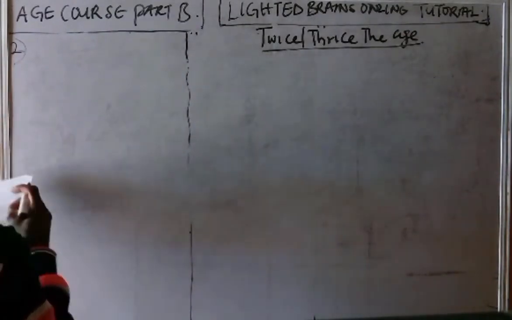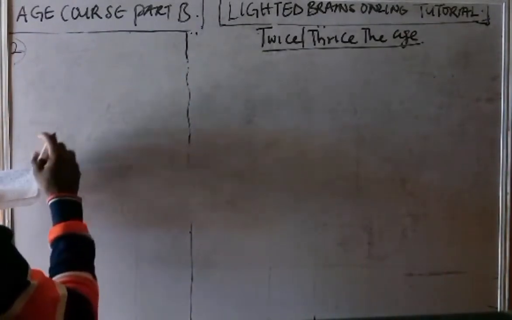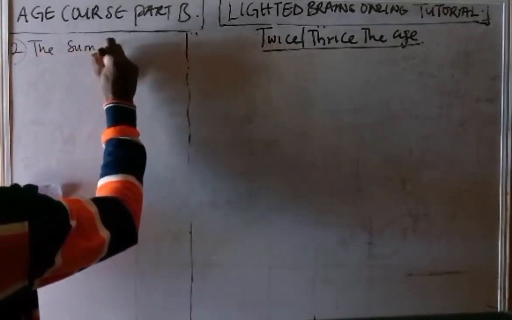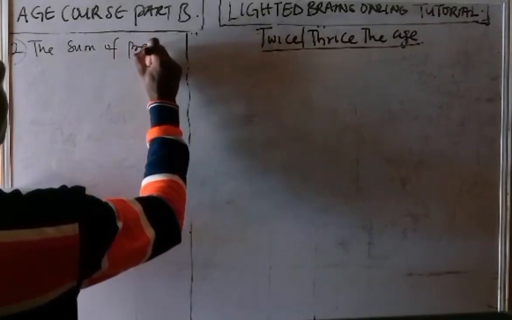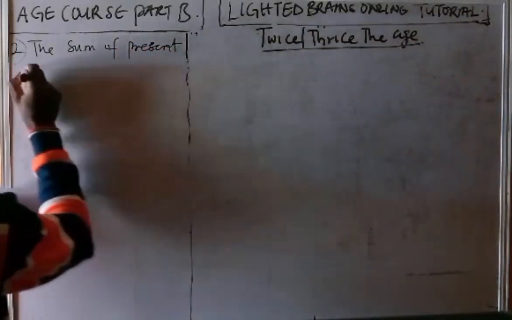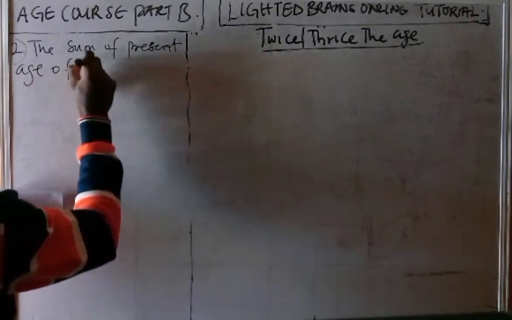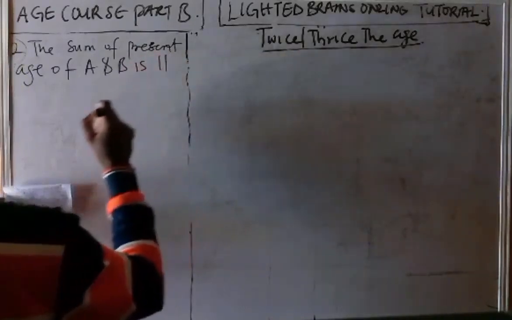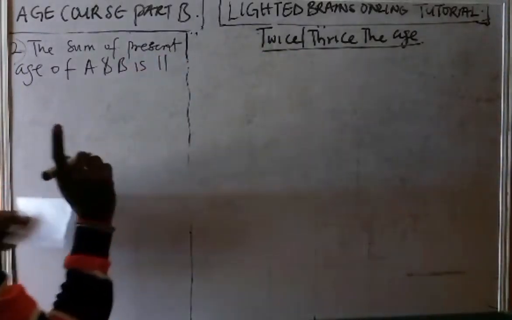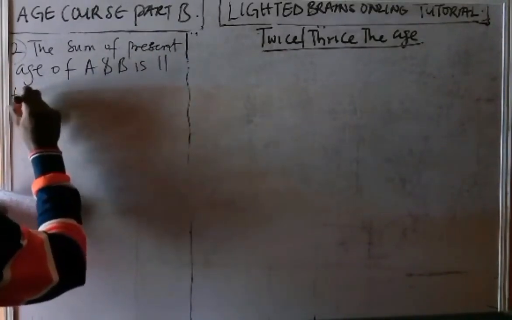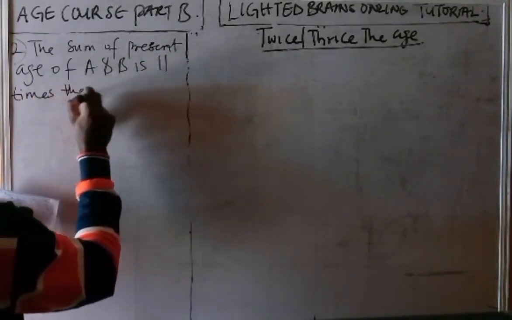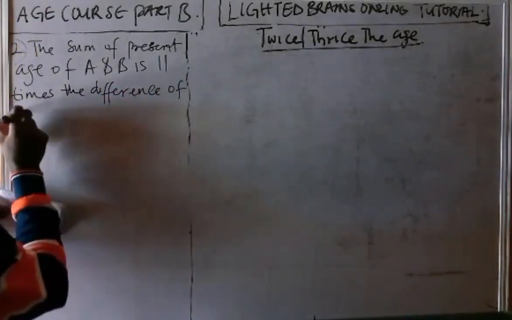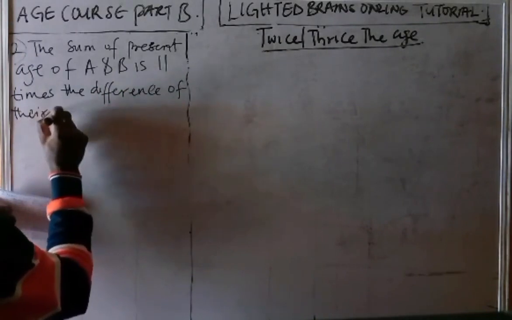It said the sum of present age of A and B is 11 times the difference of their ages. Please be writing.